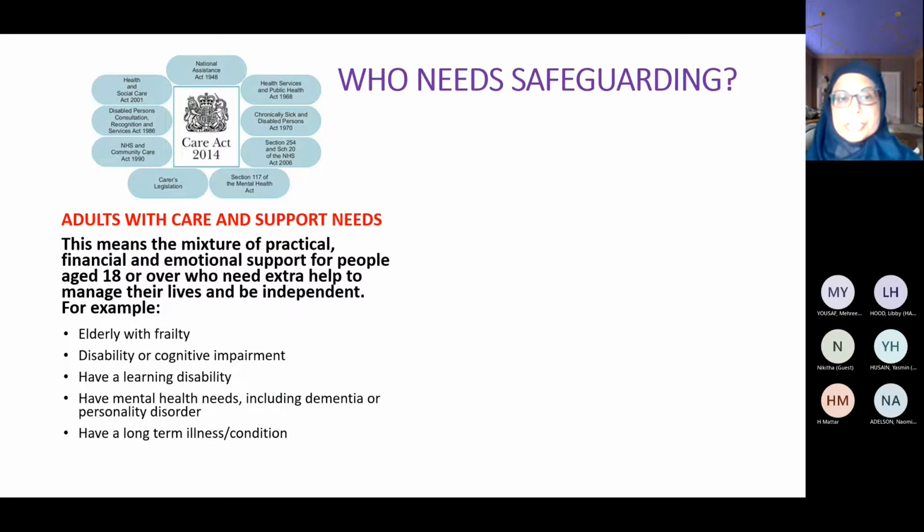So I've just copied the previous slide onto this because that's for social workers. In general practice, obviously we need to safeguard these patients as well, but we have another group of patients on our list who we need to safeguard as well.